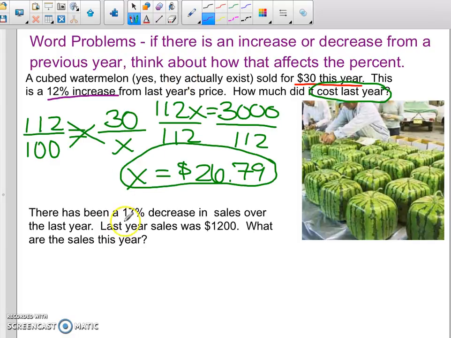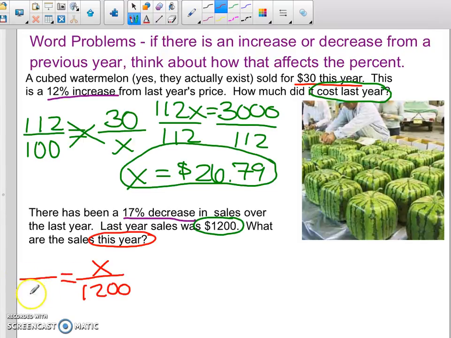For our second problem, there has been a 17% decrease in sales over the last year. Last year's sales were $1,200. So this time we are looking for the sales this year. So our x would go on the top, our amount of change. 1,200 would go on the bottom because that is our original amount, equals 100 on the bottom over here, and since it is a 17% decrease, we subtract that from 100, which gives us 83.